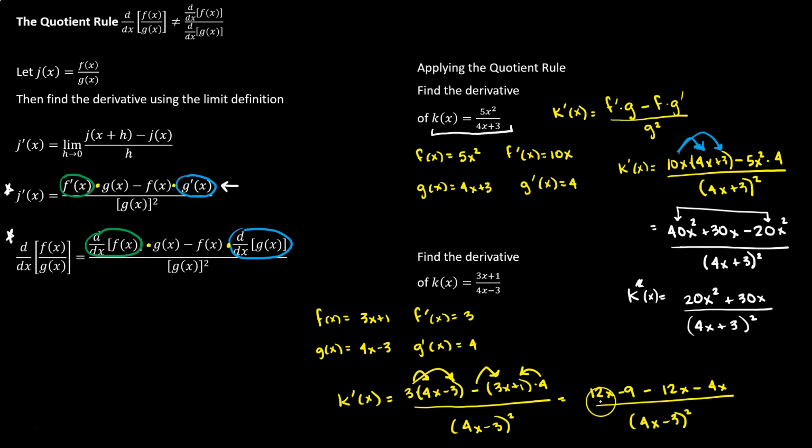In the numerator, I have a 12x and a negative 12x. Those guys cancel each other out. Then we have a minus 9 and a minus 4x. Those don't get any nicer, but I will rewrite this so that it looks a little better. And that would be our final answer for k prime.